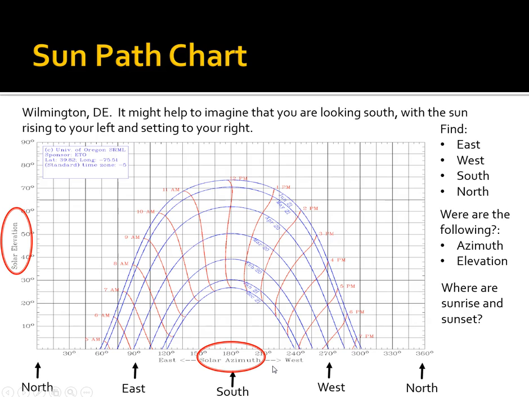Here's an interesting question. Think about this: where are sunrise and sunset? If you want to know when the sun is going to rise and when it's going to set on a given day, how do you know? Go ahead and press pause if you want. The sunrise is all here. As soon as this line, this solar path, peaks above the horizon, that means the sun is rising.